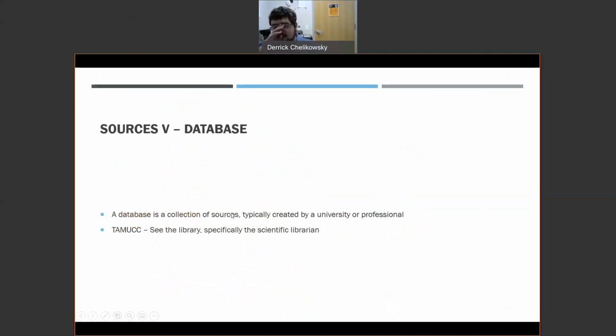So what is a database? A database is a collection of sources typically created by a university or by a professional. In our case, at TAMU-CC, you have the library, and I would recommend seeking out one of the scientific librarians at the library if you're having a hard time finding sources or if it seems daunting. It can be very daunting. We are in the information age. There is more information at our fingertips now than ever before. Finding sources is not as difficult as it used to be, but that means there's a lot of information available to us all at one time.